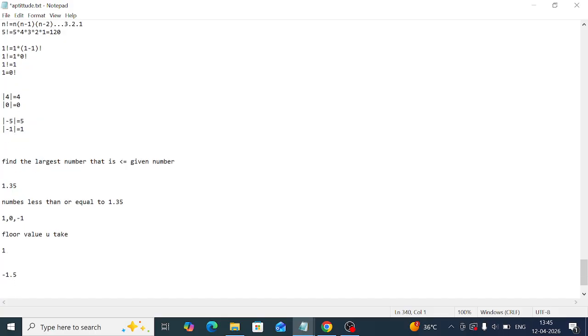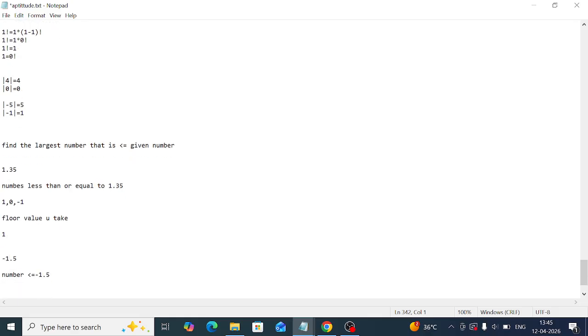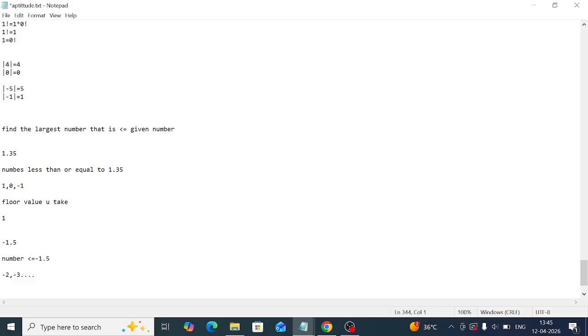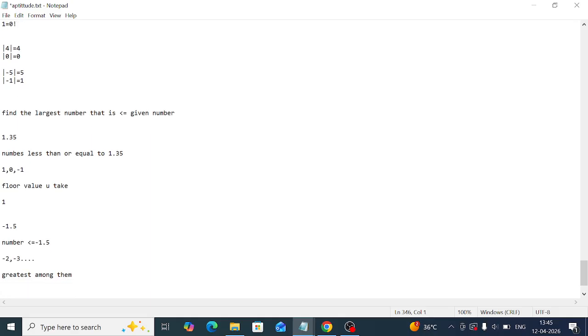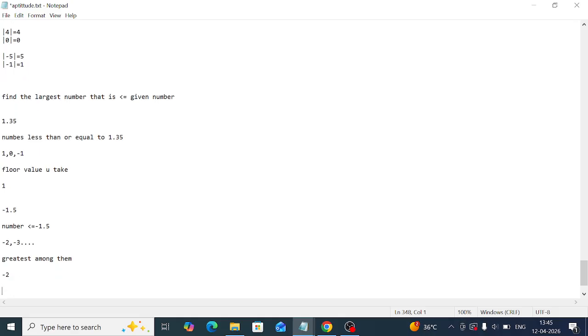-1.5 I will take. Then, numbers less than or equal to -1.5, what are they? -2, -3 and so on. Yes, and so on. So, which is the greatest one? -2 or -3? -2 is the greatest one. So it is taking -2 as the answer.